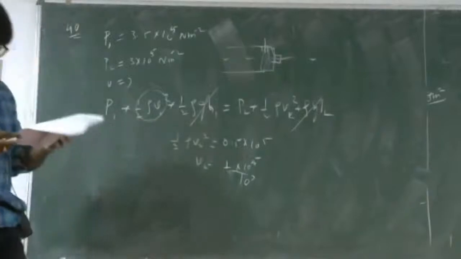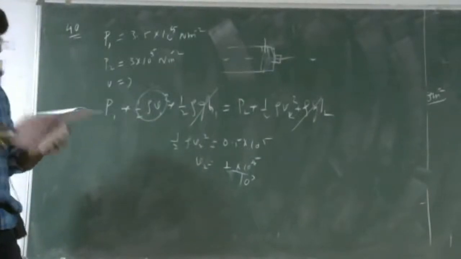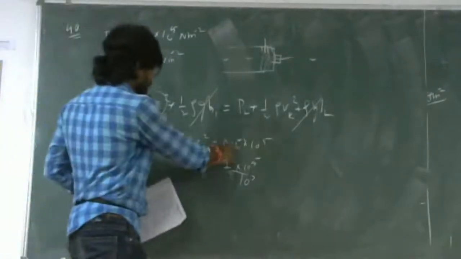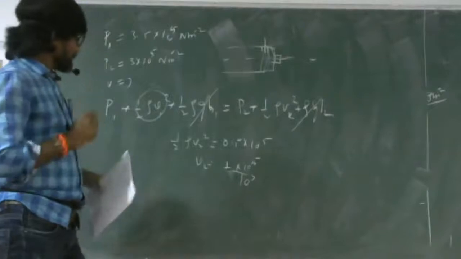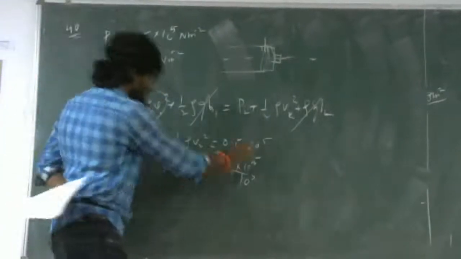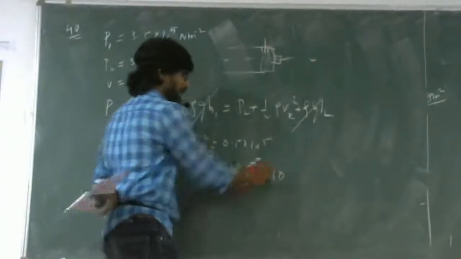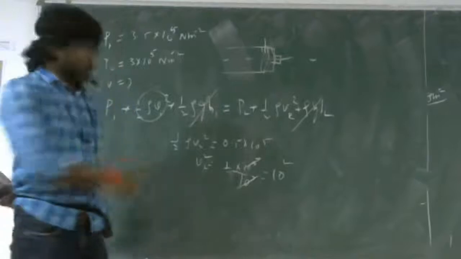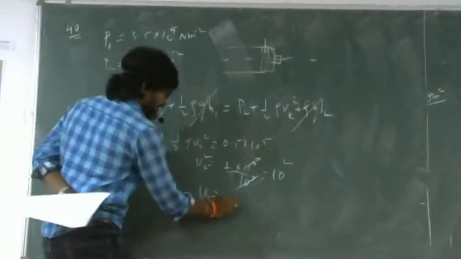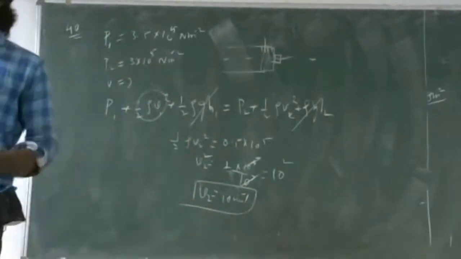10 to the power 5 by 10 to the power 3. What is the answer? 2 into 0.5 is 1 only, so V2 square is equal to this, the 10s cancel, and what remains is 10 to the power 2. V2 square is 10 power 2, so V2 is the square root of 100, which is 10 meter per second. That's it. So which option is right?